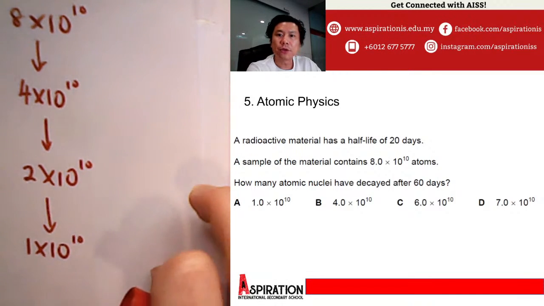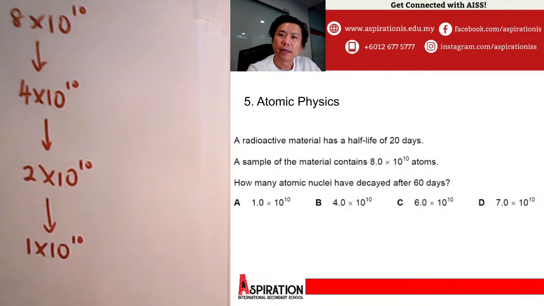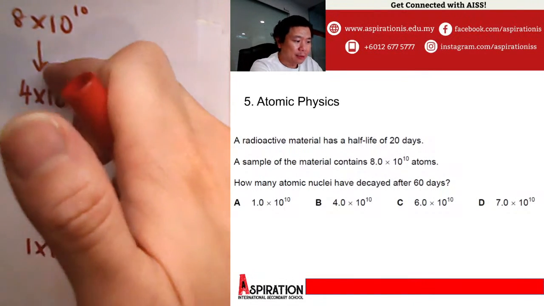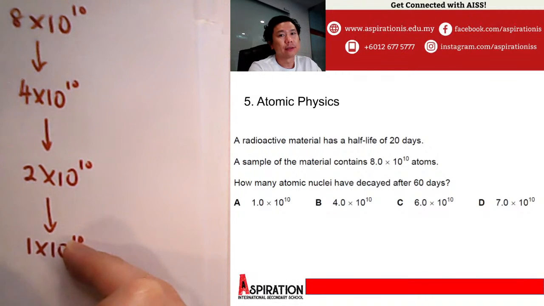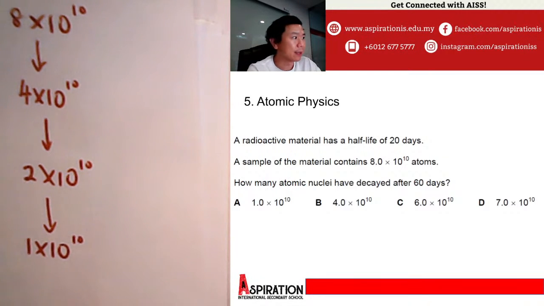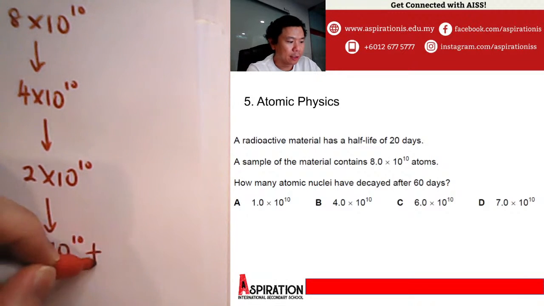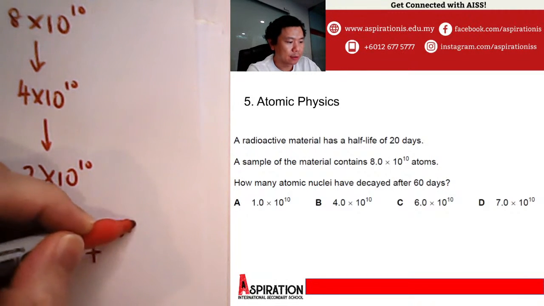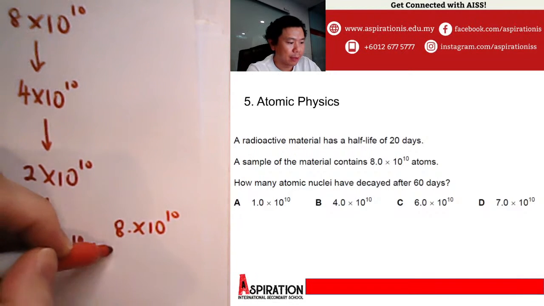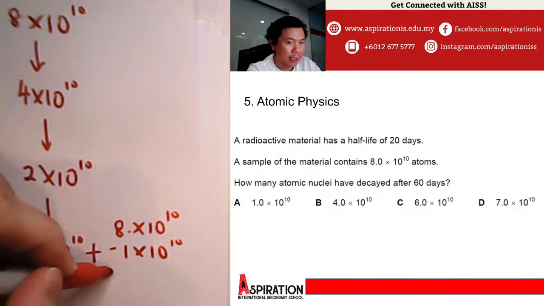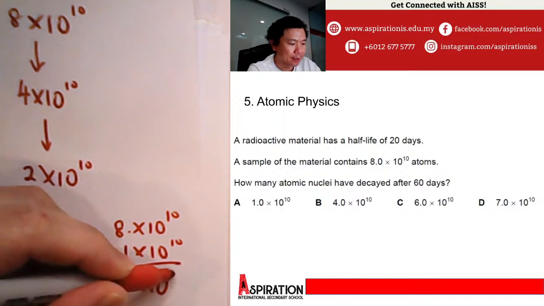Okay, so now they're asking you for the, sorry, I shouldn't use the word atom, right? It's the nuclei. Okay, the nucleus. So plural is nuclei. So this will be the number of nuclei that has not decayed. So how do we get the ones that has already decayed, right? So definitely you've got to take 8 times 10 minus 1. So the answer will definitely be 7 times 10.